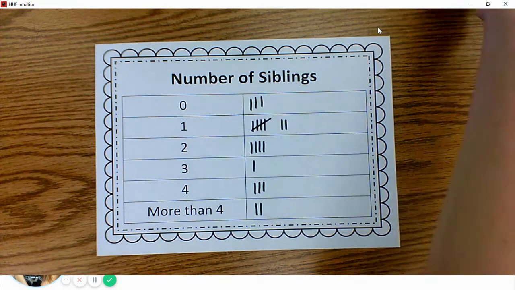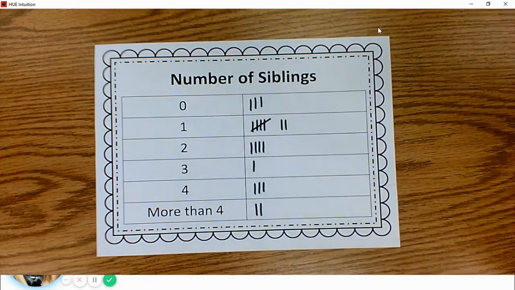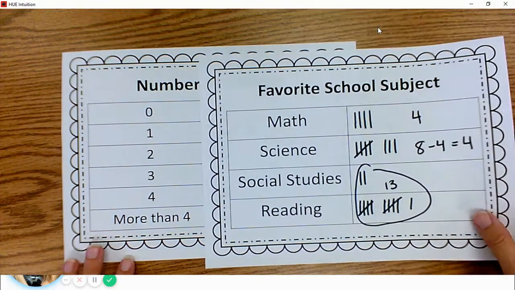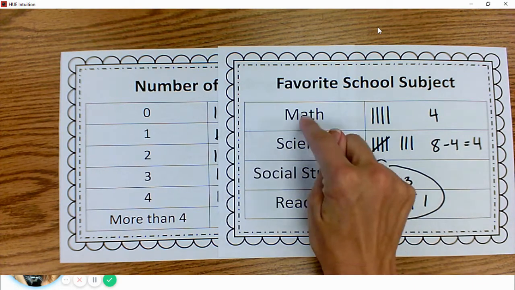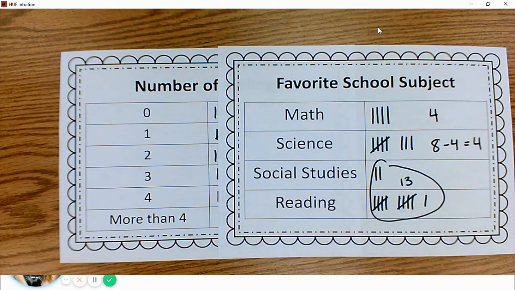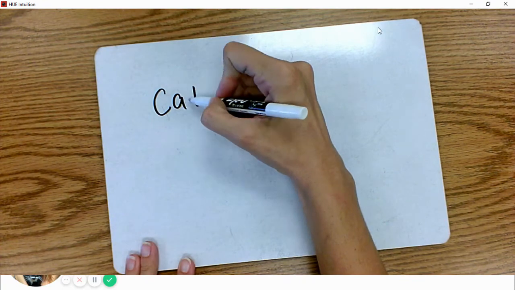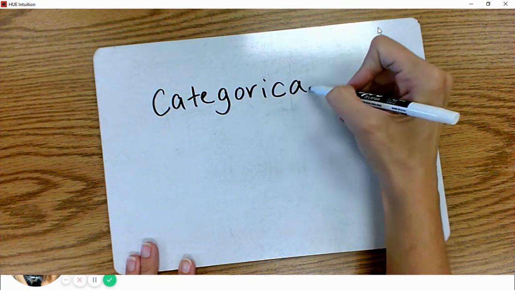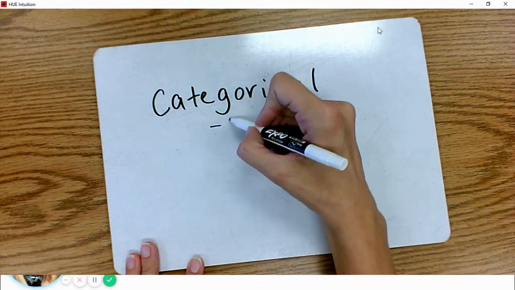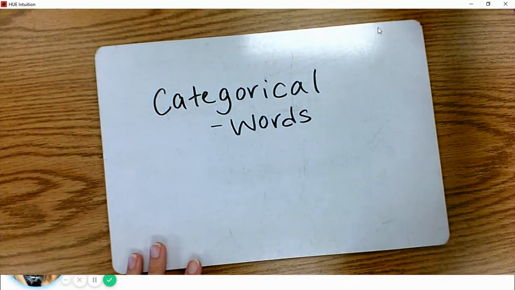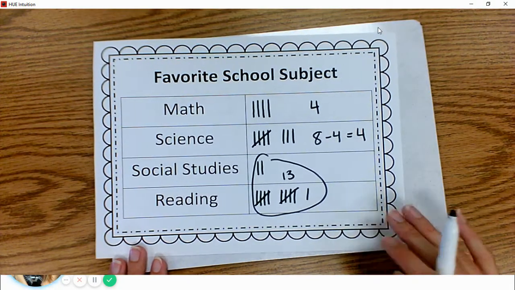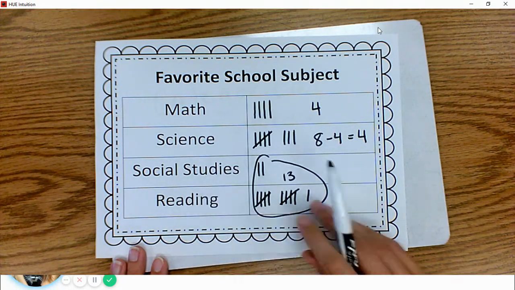So let's talk about what makes this frequency table a little bit different than this frequency table. One thing that I notice when I look at these frequency tables is that these categories are words, math, science, social studies, reading, and these categories are numbers. So when we talk about data, we have 2 different types of data that you're going to need to know. One type is called categorical data. Categorical data is when the answer choices are words. So my frequency table about favorite school subject is categorical data because the choices for favorite school subject are words.